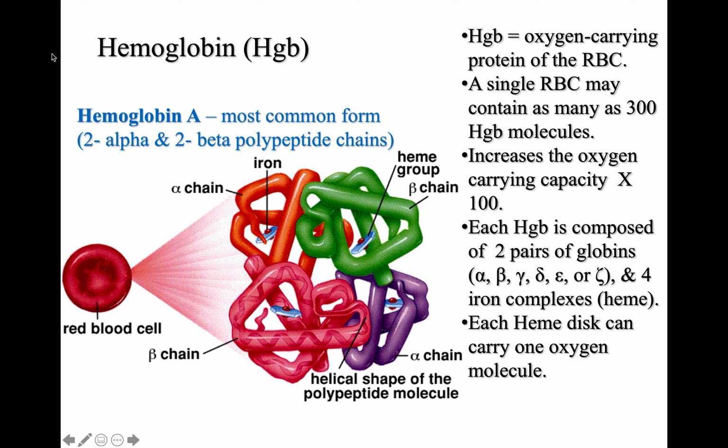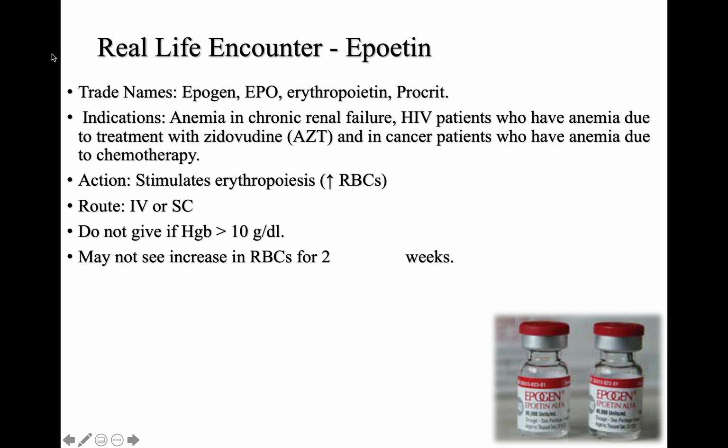So here is a part of our hemoglobin chain. Hemoglobin is the oxygen-carrying protein of that red blood cell. A single red blood cell may contain as many as 300 hemoglobin molecules, increasing the oxygen capacity times 100. Each hemoglobin is composed of 2 pairs of globins, and you can see them here, and 4 iron complexes. Each heme disc can carry 1 oxygen molecule. So this is basically broken down as to what hemoglobin looks like under a microscope.